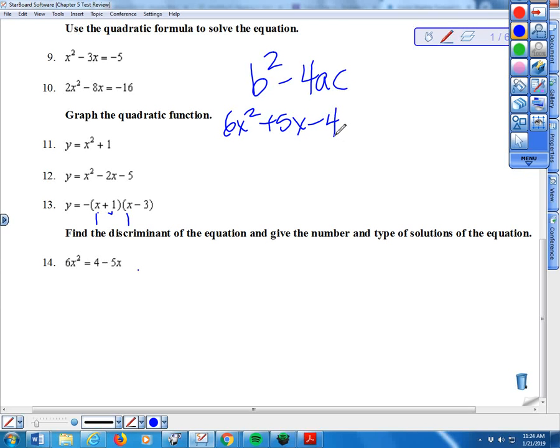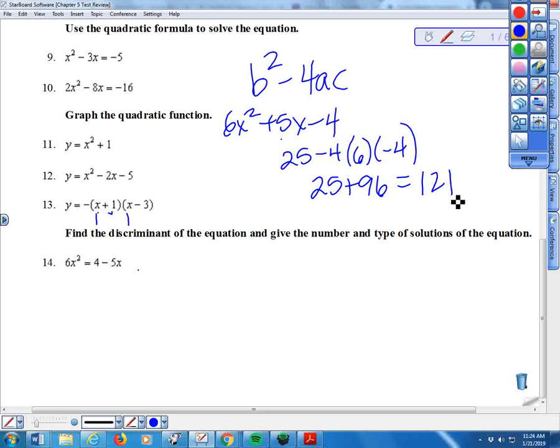B squared, that's 25, minus 4ac. 25 plus 96 equals 121. So this discriminant is 121. Because it's positive, it tells me that there are two real solutions. That's what it wants you to answer. The discriminant, two real solutions.